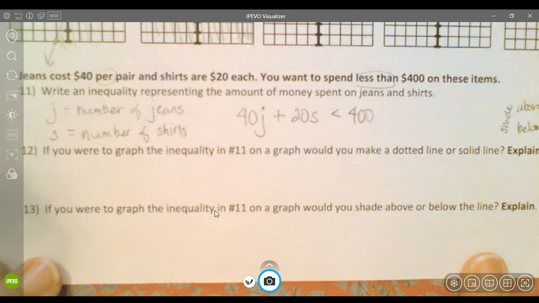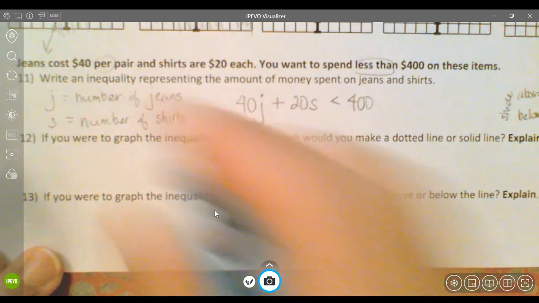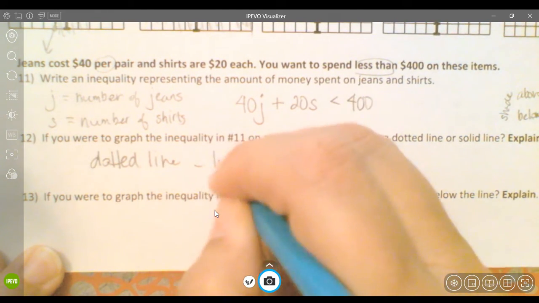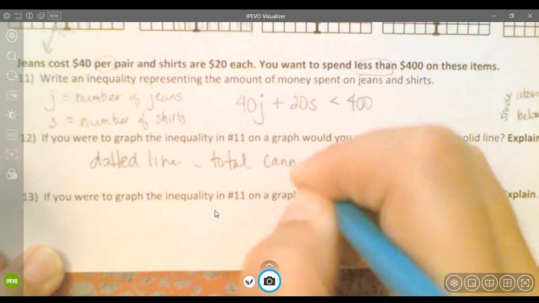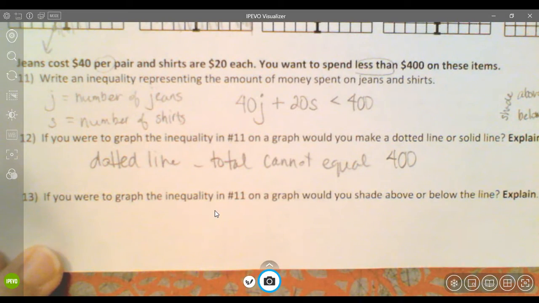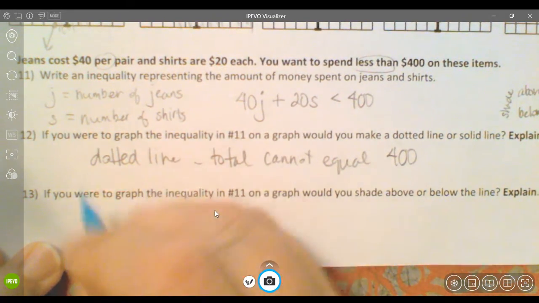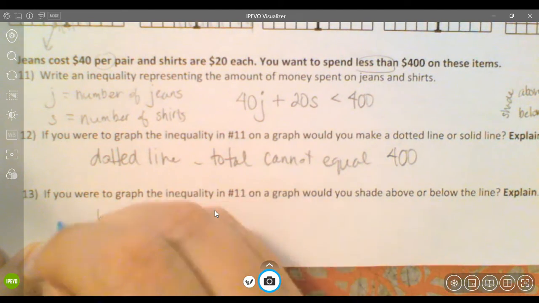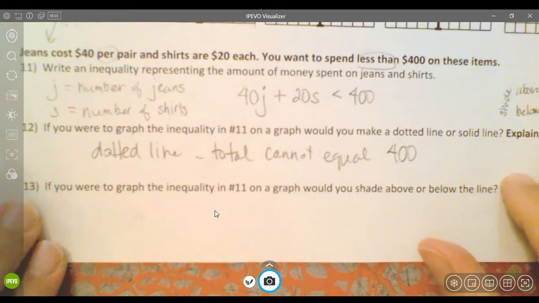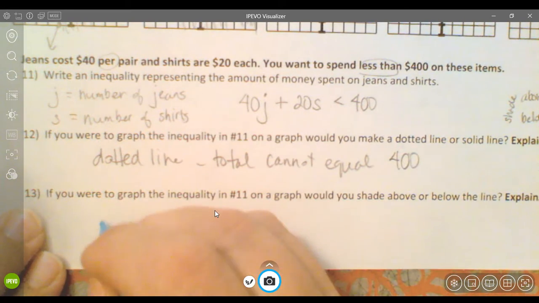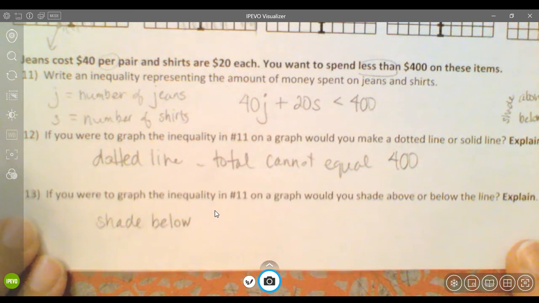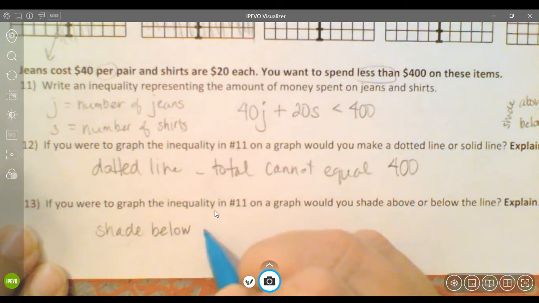If you were to graph the inequality, would it be a solid line or a dotted line? Explain. It would be a dotted line because the total cannot equal 400. If you were to graph it, would you shade above or below the line? We would shade, let's do this. Since we're explaining, I should be a little more specific because on the EOC, they'll ask us to do that. We will shade below, explain, because our total is less than.